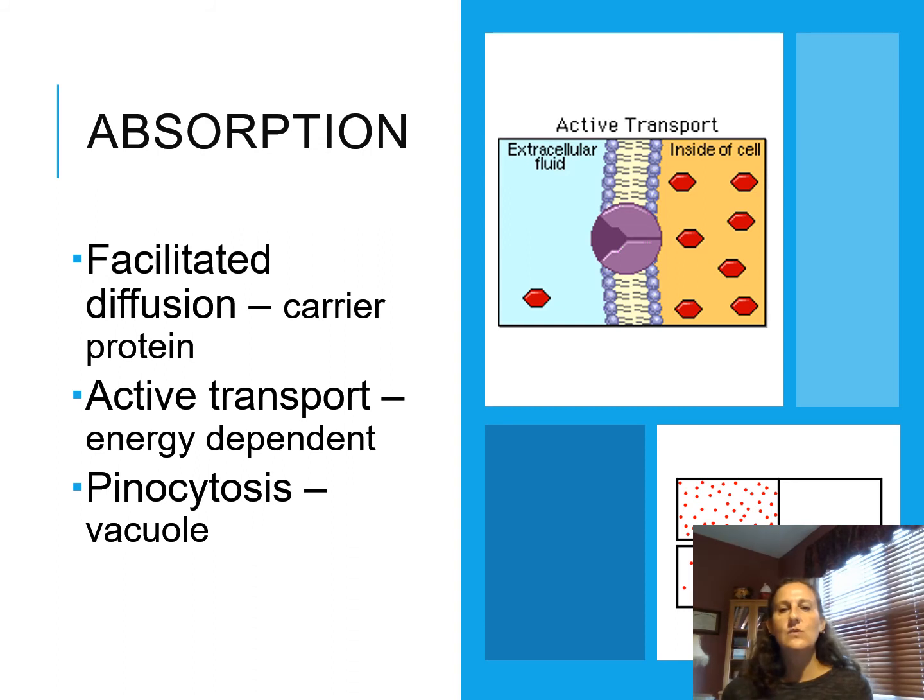So that is where that energy dependent ATP comes in. And then finally, we have pinocytosis. If you can imagine in the cell, it's like a vacuole, okay? So it's kind of like a round vacuole that, how can I explain? It surrounds the substance. So the substance can be fluid, it could be solid, it could be a nutrient.